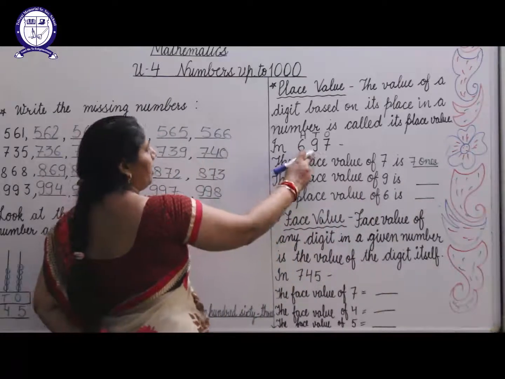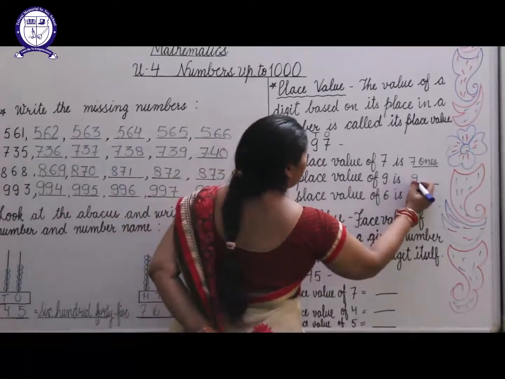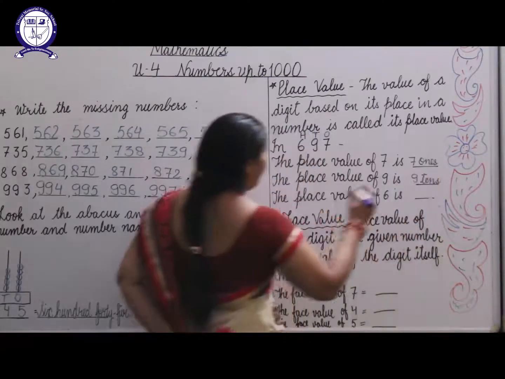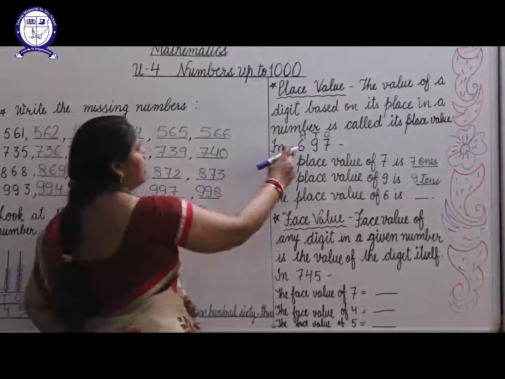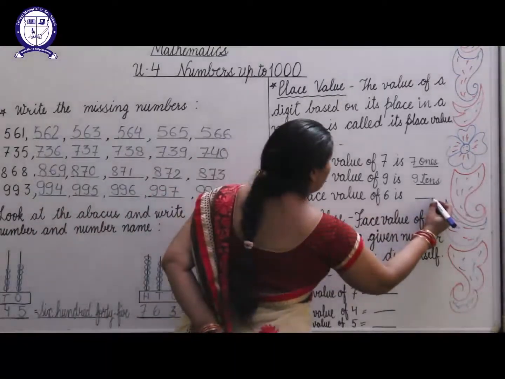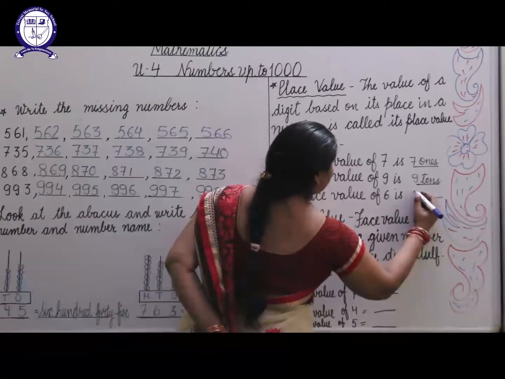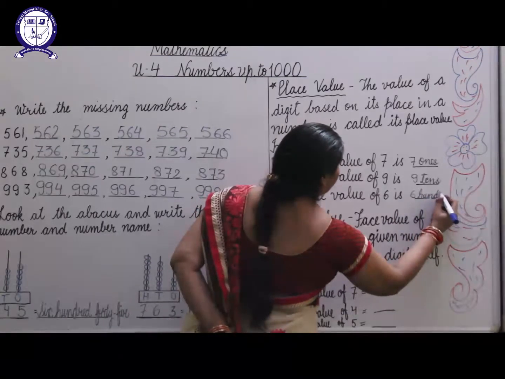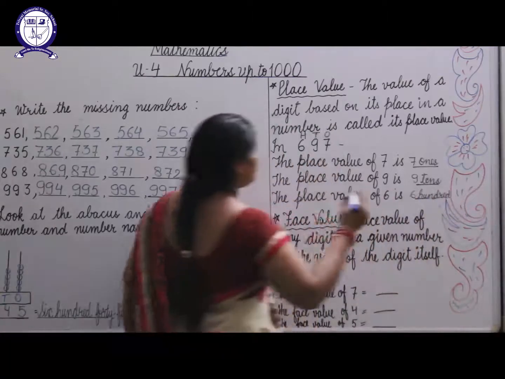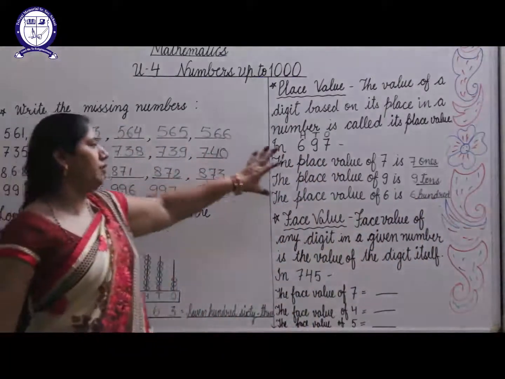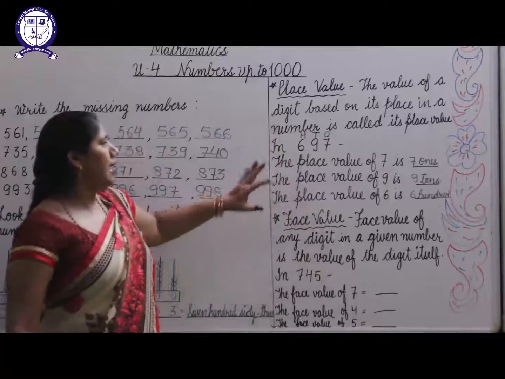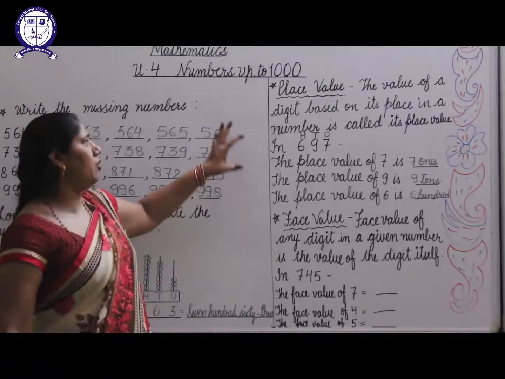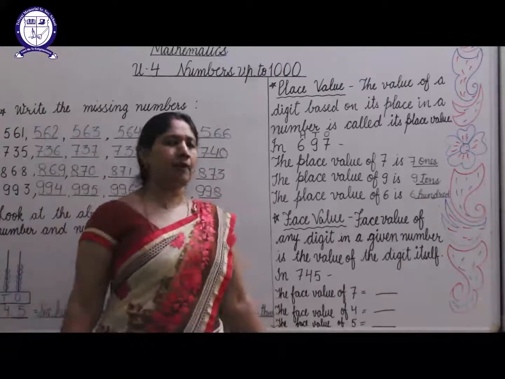The place value of 9 is 9 tens. And the place value of 6 is on the 100 place. So the place value of 6 is 600. So students, when we have to find out the place value, we have to look at the place of the digit. So it depends on the value of a digit on its place.